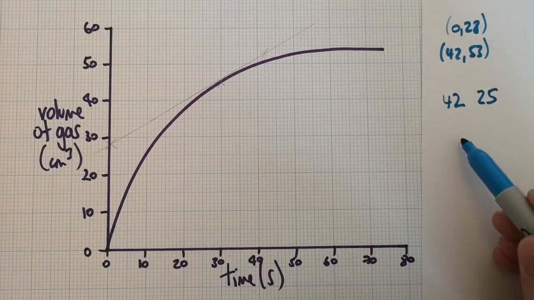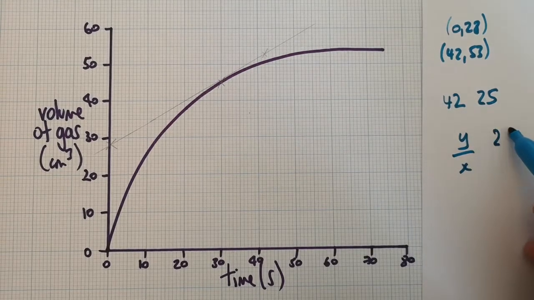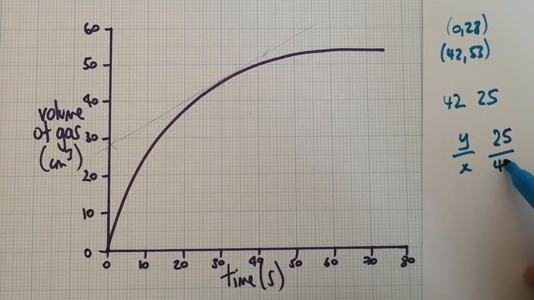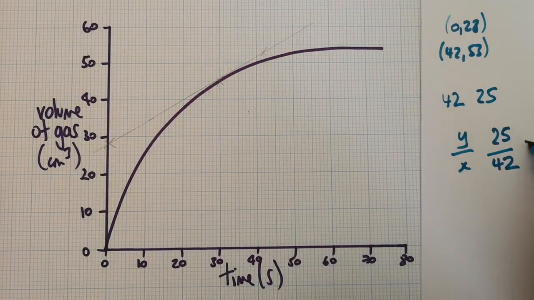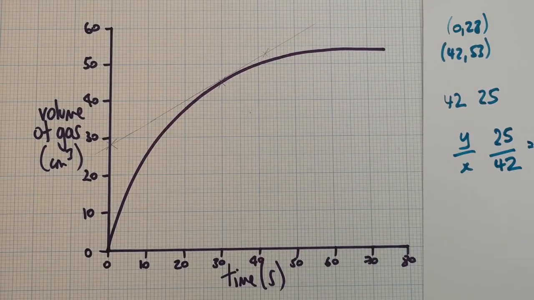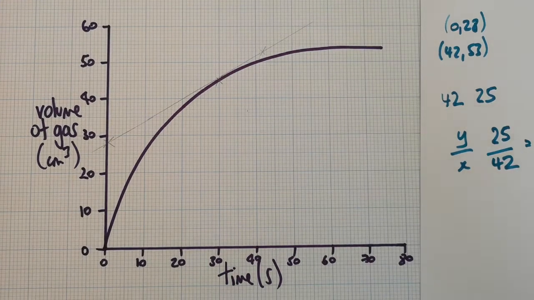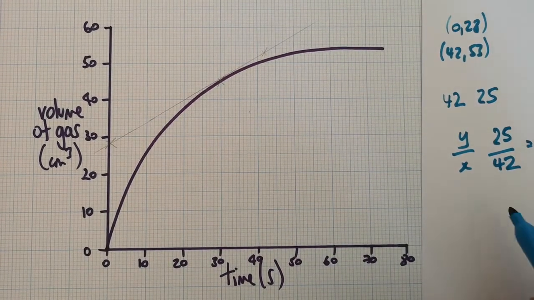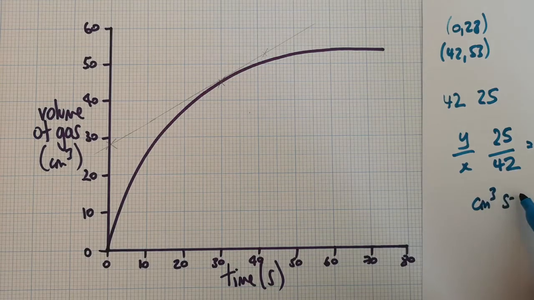Gradient is the difference in y over difference in x, so 25 divided by 42 would then give me my value. Now I don't have a calculator actually on me, and I'm using my phone to film the video, so I can't calculate what that is. But if you do 25 over 42, that gives you your rate in centimetres cubed per second.